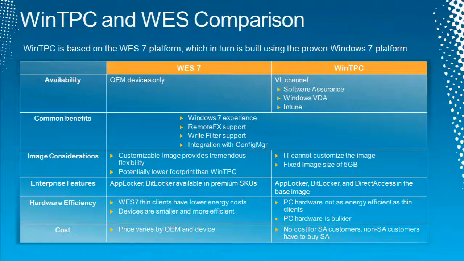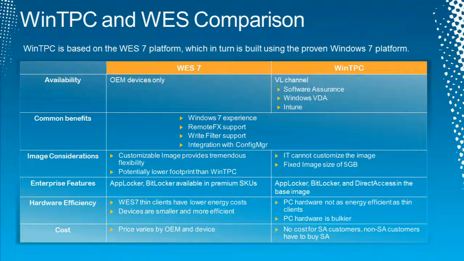In terms of availability, Wes 7, the only way you can get a Windows Embedded Standard 7 operating system is if you purchase the device from the OEM. You can't download Wes 7. You can't install it. I mean, you can install it and make configuration changes to it if your OEM gives you the install CD. But more often than not, once you buy a thin client device, you don't want to touch it anymore. So you call your OEM, you place an order for a device, and it gets shipped to you. That's how you get Wes 7.